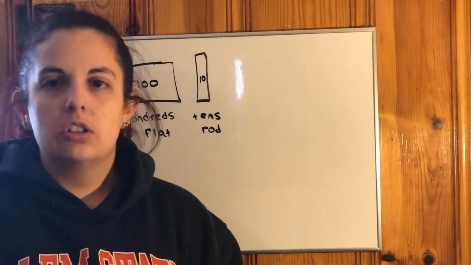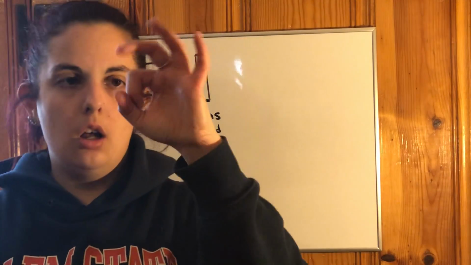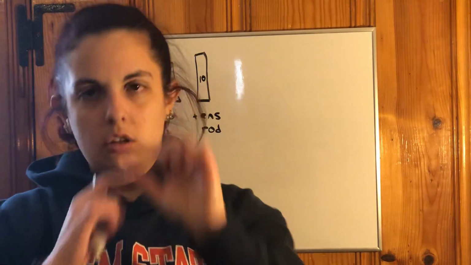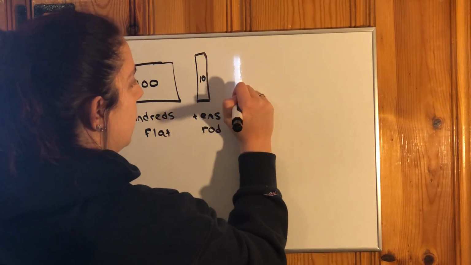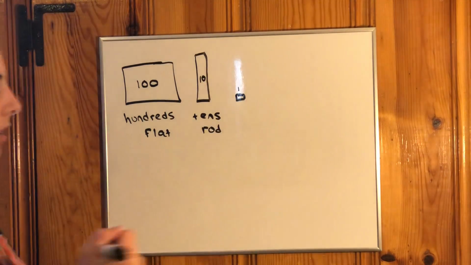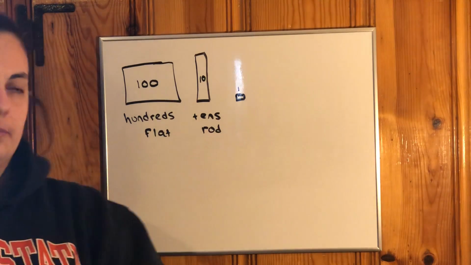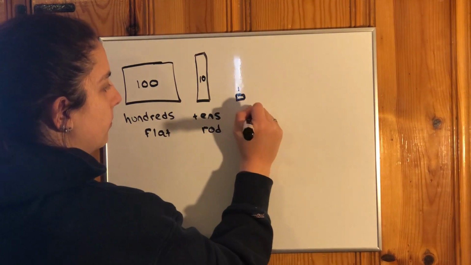And that leaves us with ones. The ones are a small cube, and they will be represented as a small square. Each one of these equals 1. So we'll call this a ones cube.